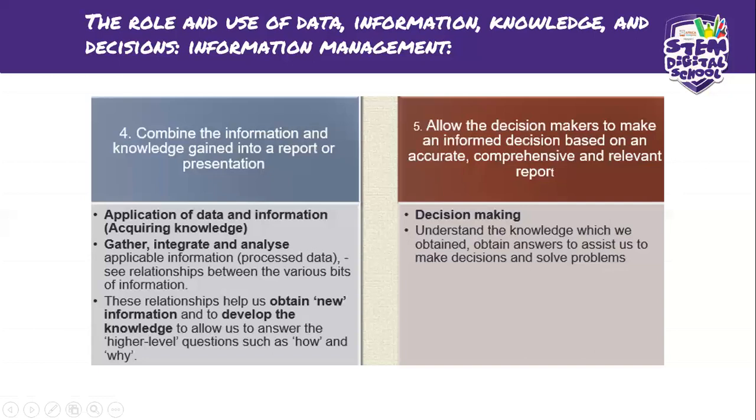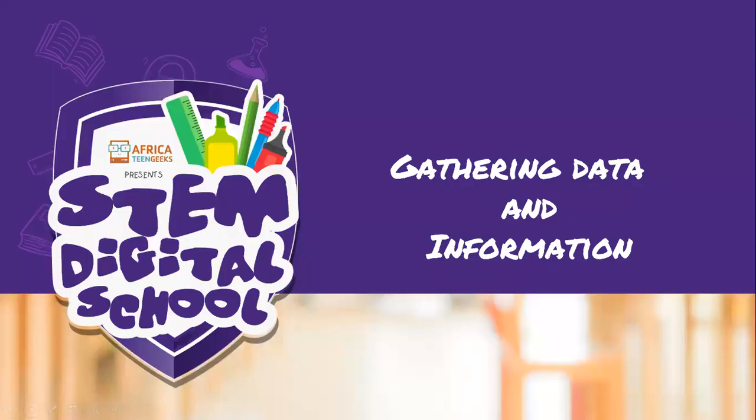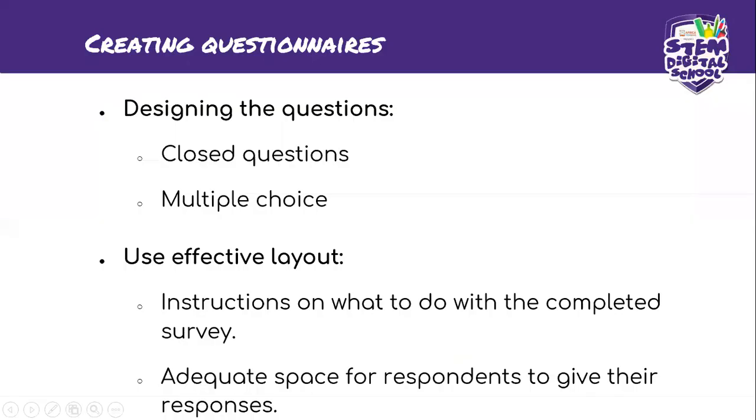So now, how can we gather data and information? Like I've said, first it becomes data, then we turn that data into information and knowledge. You now know about the information you've collected. Then that information helps you to make decisions or come up with solutions. So that's the role of data, information, knowledge, and decision in the gathering of information. Okay, that's how we can gather information.